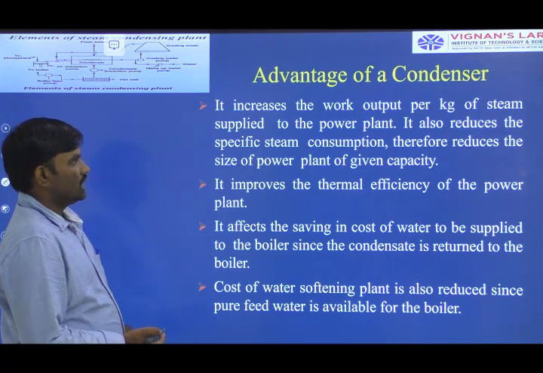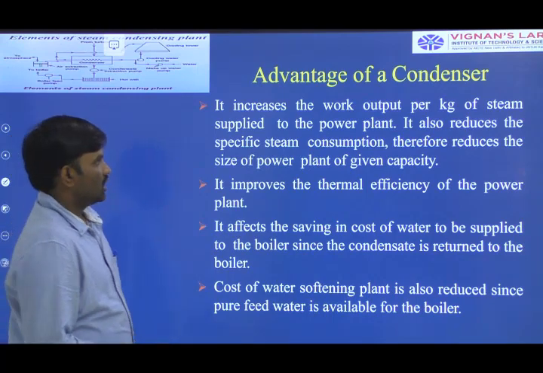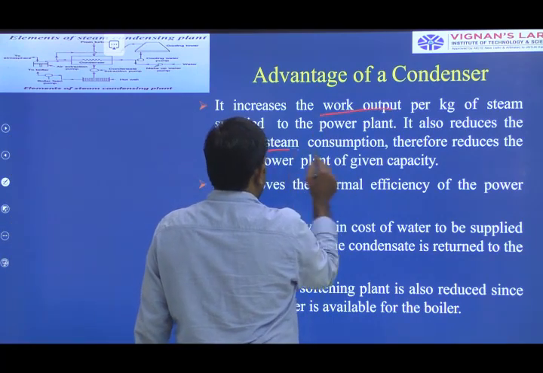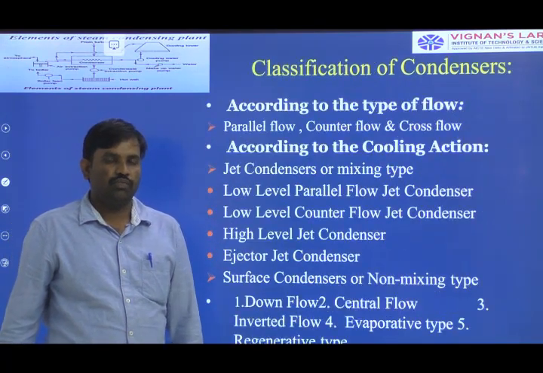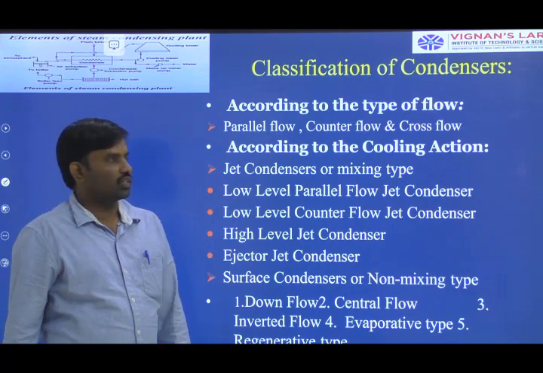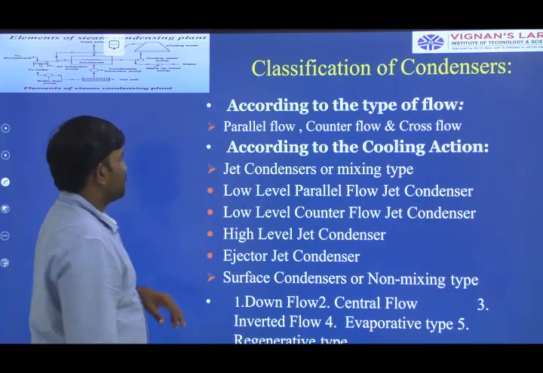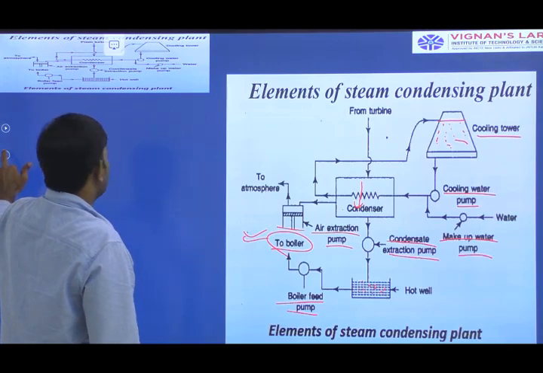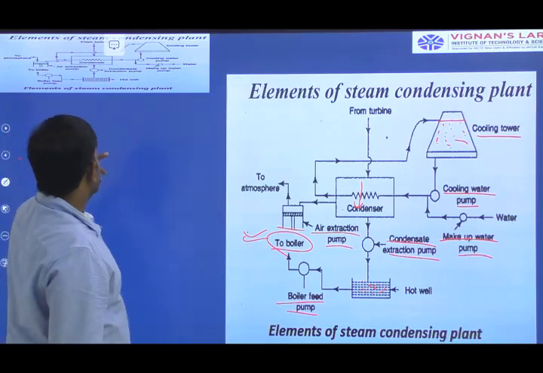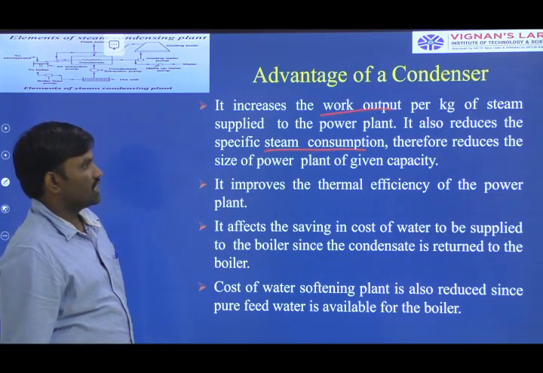It increases the work output per kilogram of steam supplied to the power plant. It also reduces the specific steam consumption. See, it increases the work output and reduces the steam consumption. In a steam power plant, if there is no steam, we are unable to produce work output. With the help of the condenser, we can increase the specific work output by reducing the steam consumption.